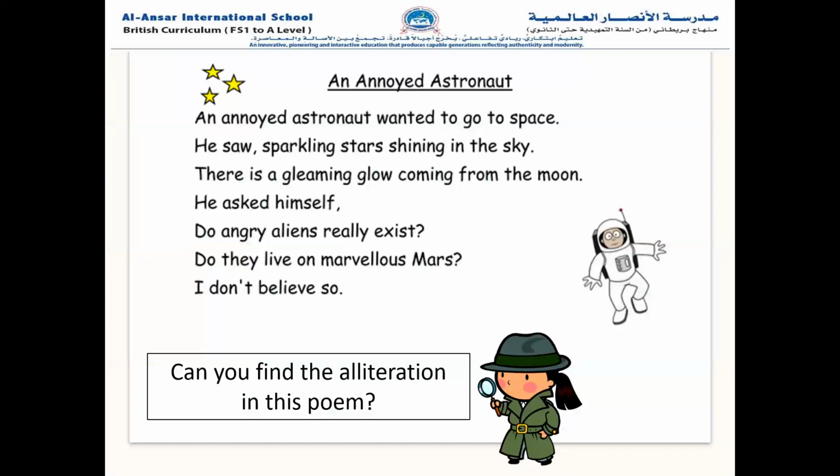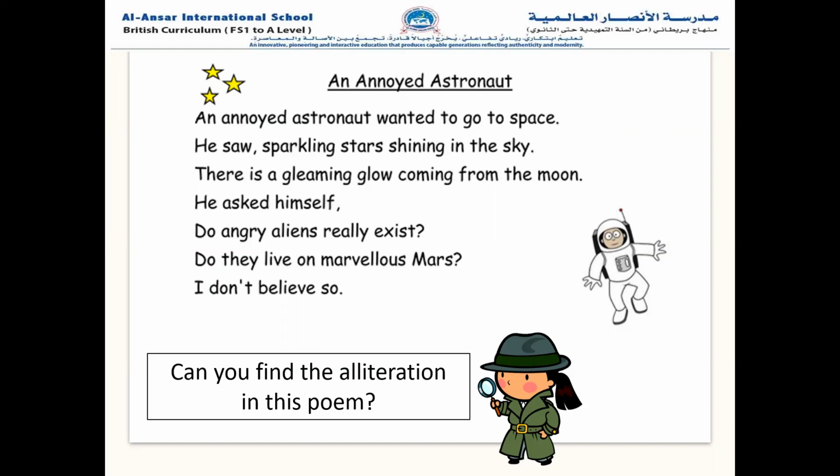Okay, here we have a poem. I will read it and let's see if you can find any alliteration in this poem. An annoyed astronaut. An annoyed astronaut wanted to go to space. He saw sparkling stars shining in the sky. There is a gleaming glow coming from the moon. He asked himself, do angry aliens really exist? Do they live on marvelous Mars? I don't believe so.